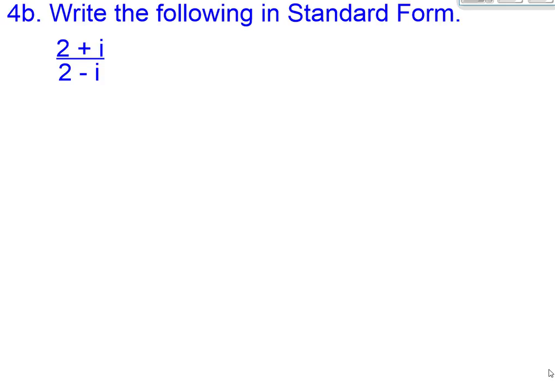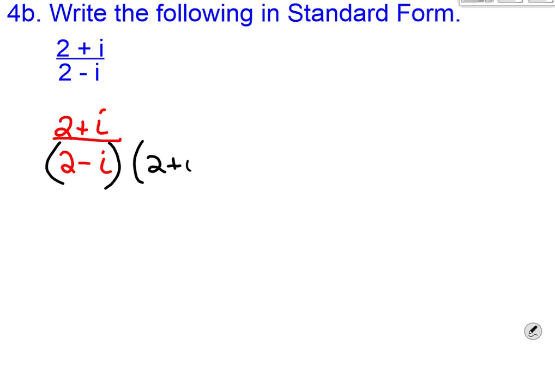So our next problem, and we had just ended on Wednesday with a problem like this, is 4B, write the following in standard form. Just a reminder, we're going to use the conjugate of the denominator. So this is (2 + i) over (2 - i). The conjugate of the denominator is 2 + i. We're going to multiply by (2 + i) over (2 + i). Make sure to put those in parentheses, and we're just going to FOIL that out.